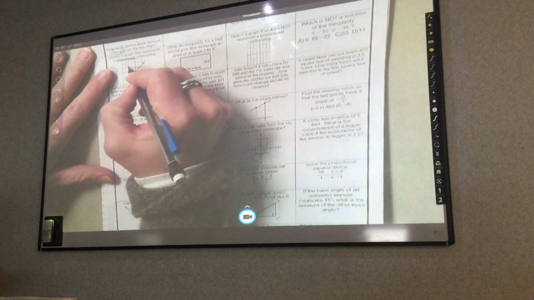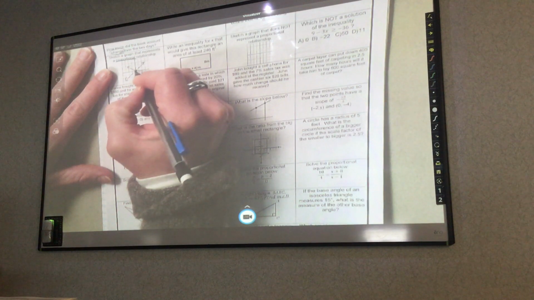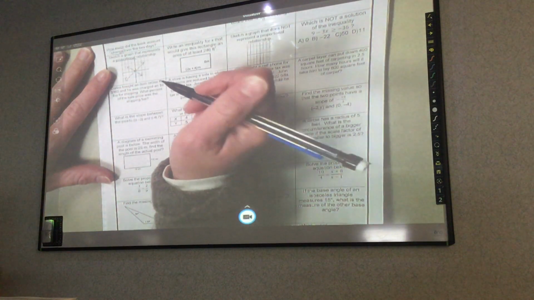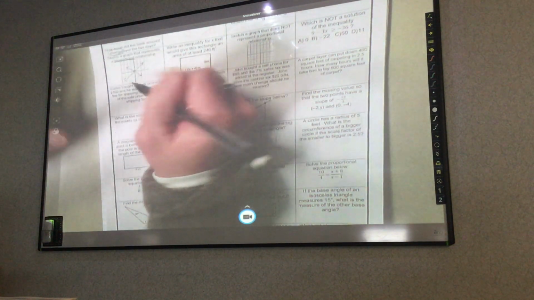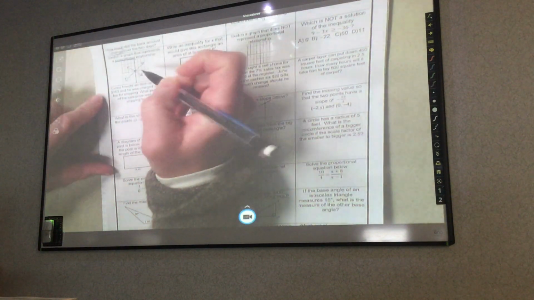Could I make it go like this? Yeah, as long as you had a straight line and it went right through that origin. That's all you had to do. Your line could have been more steep. It could have been not as steep, as long as it was straight and it went through the origin.